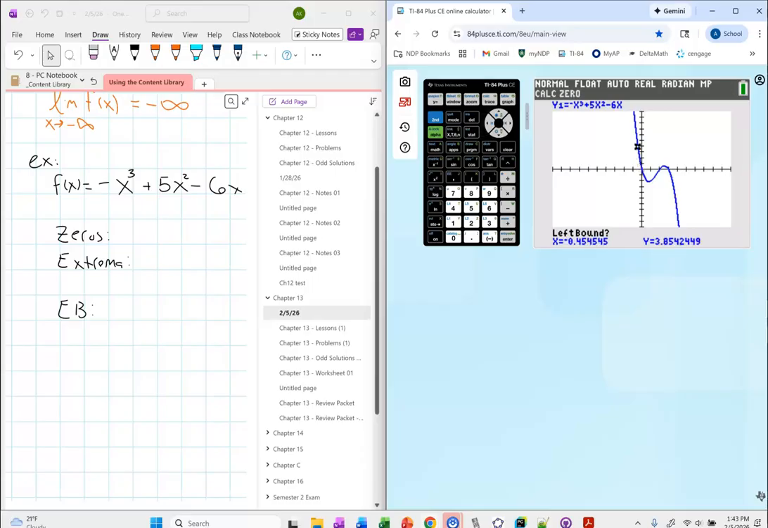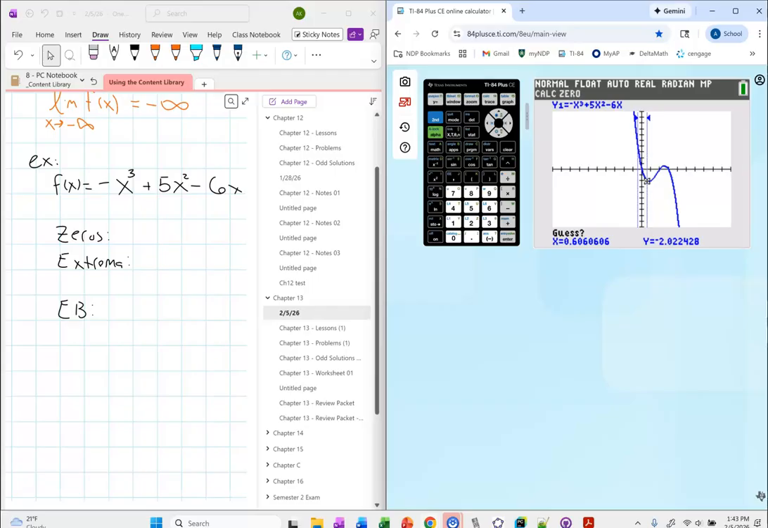So I'm just going to move somewhere to the left of it, press enter, and I move somewhere to the right, but I don't want to go too far right because I don't want to go past the next 0. So that looks good. You see the dashed lines? That's the place where my calculator is going to search for zeros. There's only one 0 there for it to find.